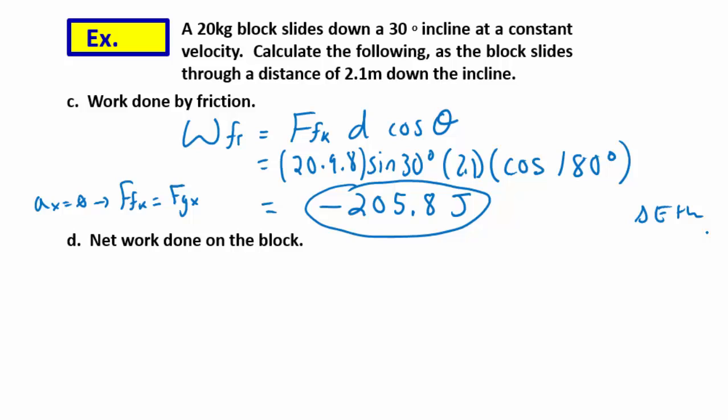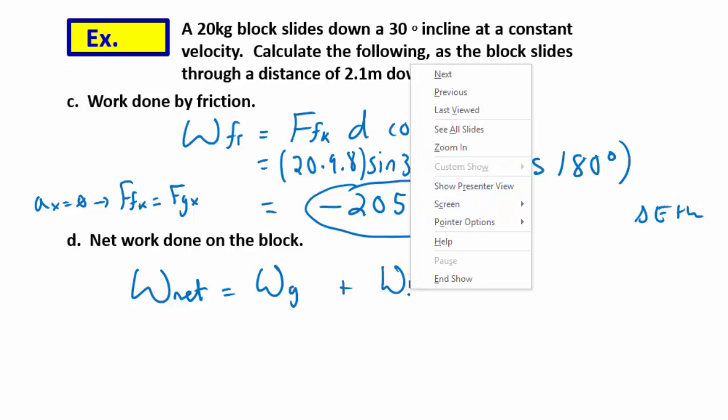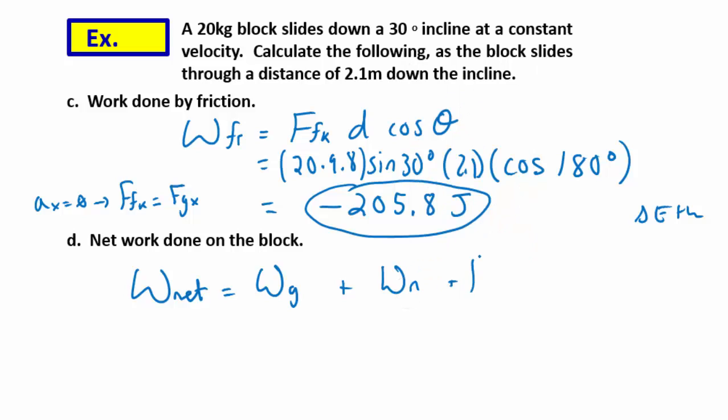The last part of this question says, what is the net work done on the block? Net work is kind of like net force. All we have to do is add up each individual work done by the different forces. So we had 3 forces acting: gravity, the normal force, and the friction force. If I add up all the work done by each one of those, including the sign that came with them, I'm going to get the net work.